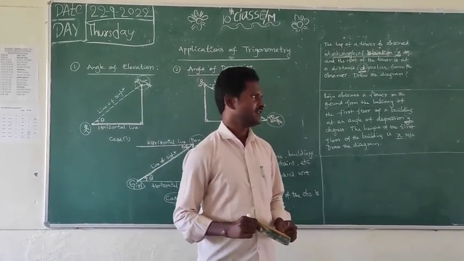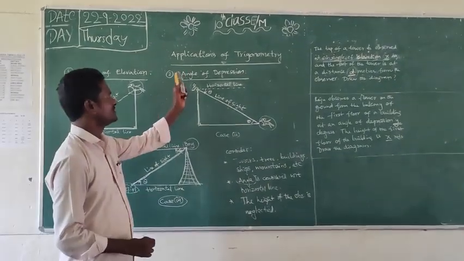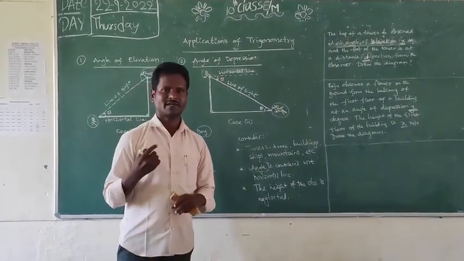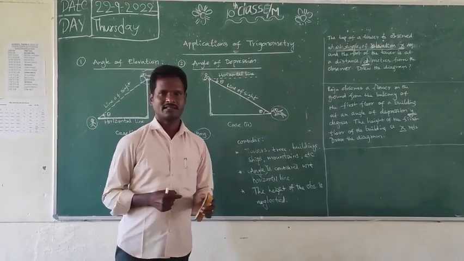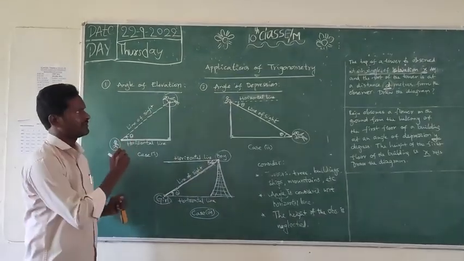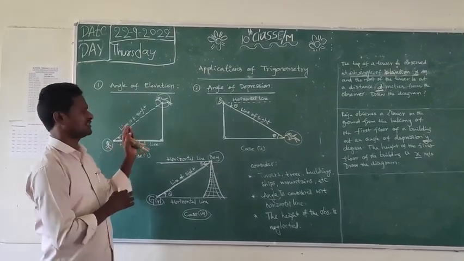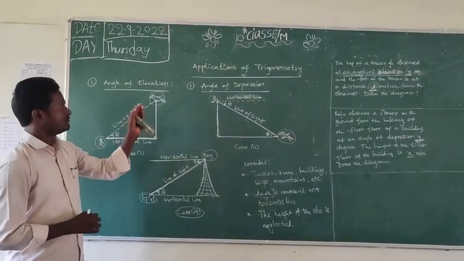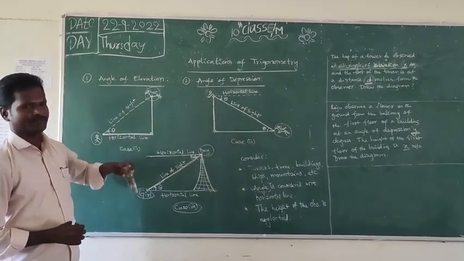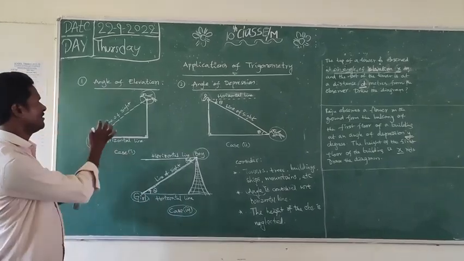So now in this chapter, a separate chapter is given to you, the applications of trigonometry. So how we apply the trigonometry in our daily life. We learn this in this chapter briefly. Before going to the chapter application of trigonometry, we should be aware of some useful terminology. The first one is angle of elevation and the second one is angle of depression. So what is the angle of elevation?